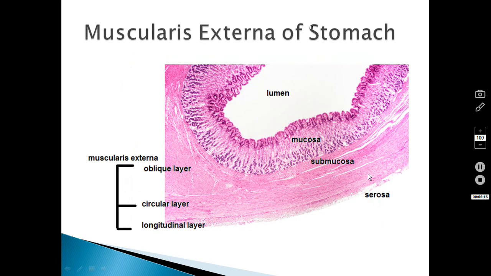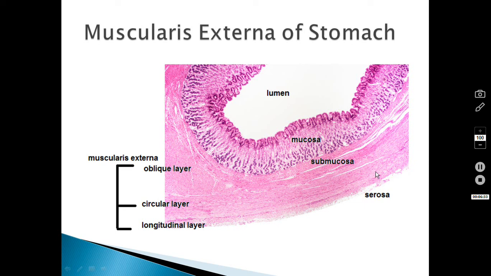And if we look at the muscularis externa in a little bit more detail, you can see the three layers in the muscularis externa. So now our inner layer is the oblique layer, that's this layer here.